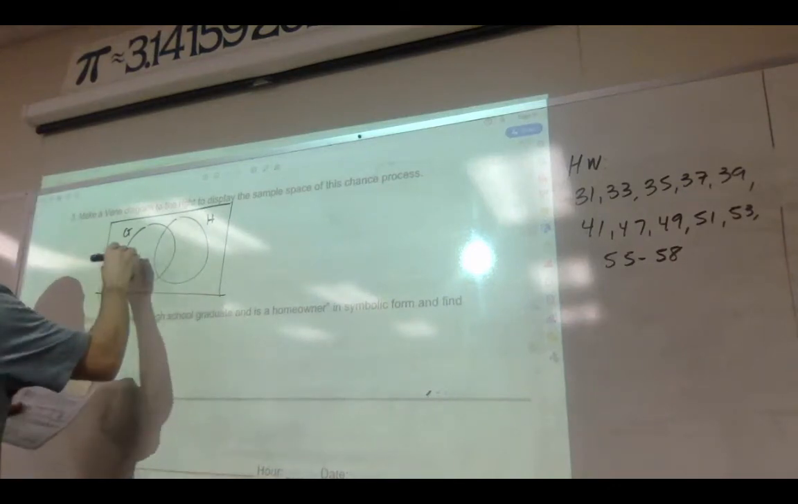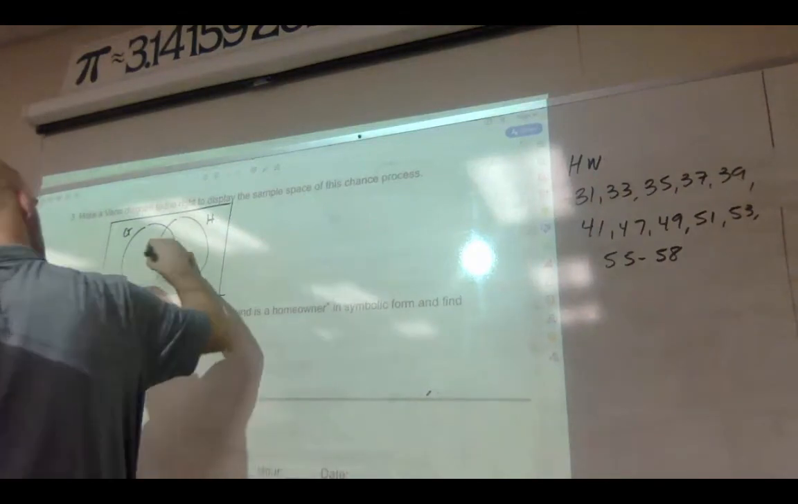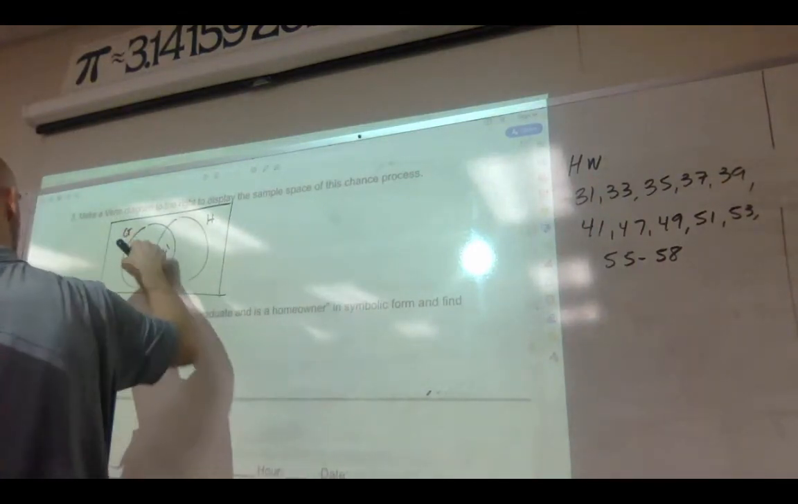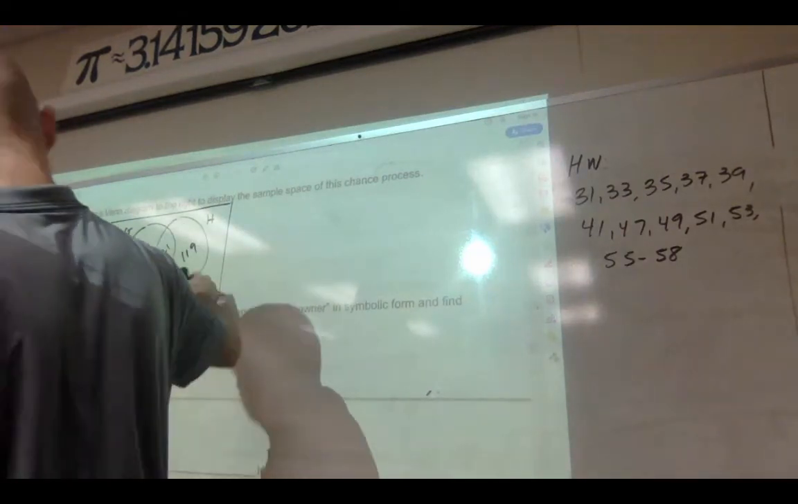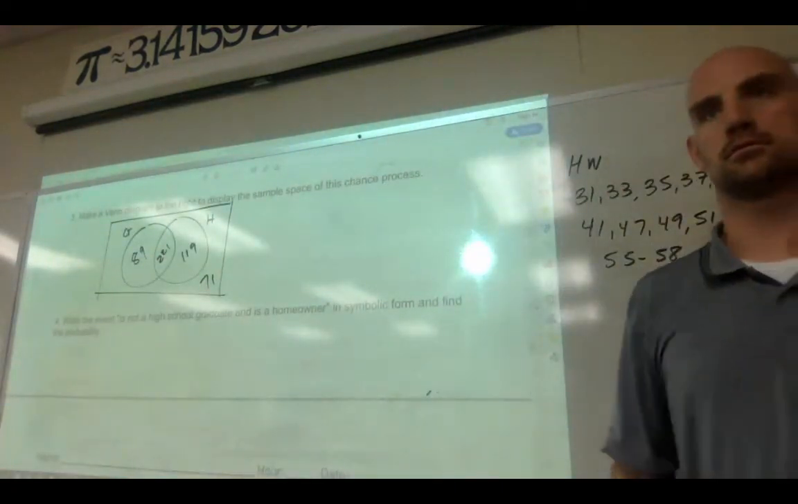So, where did you put your numbers? What did you put in the middle? What did you put in your left Pac-Man? 89. What did you put in your right Pac-Man? 119. What did you put in the outside? 71. Yup.